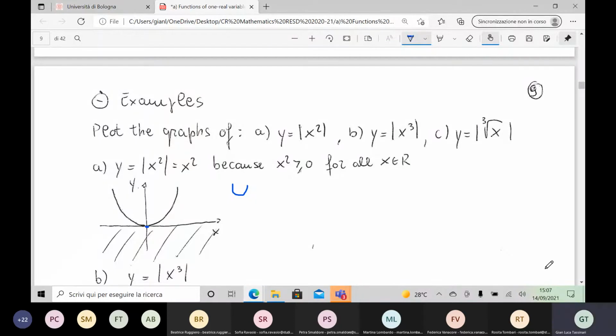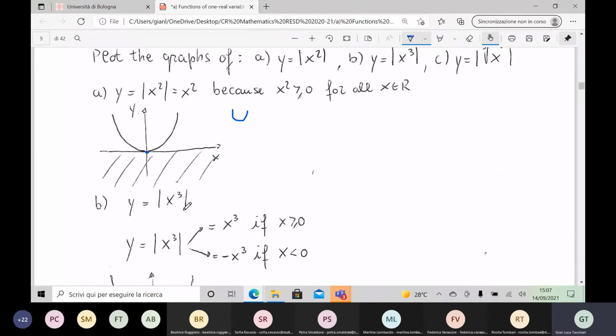Absolute value of x to the power 3. Now, apply the definition of absolute value. The absolute value gives us x to the power 3 whenever x to the power 3 is positive or equal to 0. Guys, x to the power 3 is positive when? Is positive when the basis x is positive. When x to the power 3 is 0, is 0 if the basis is 0. So, for x greater or equal than 0, x to the power 3 is positive, and also greater or equal to 0.